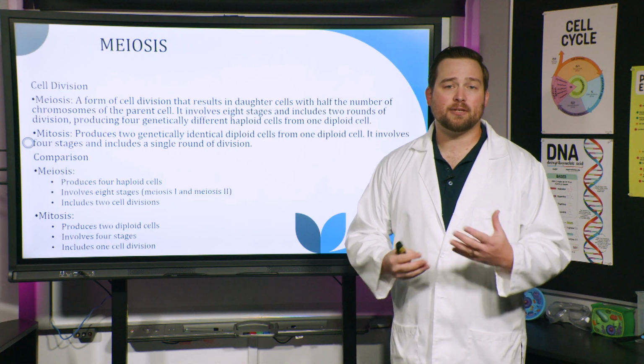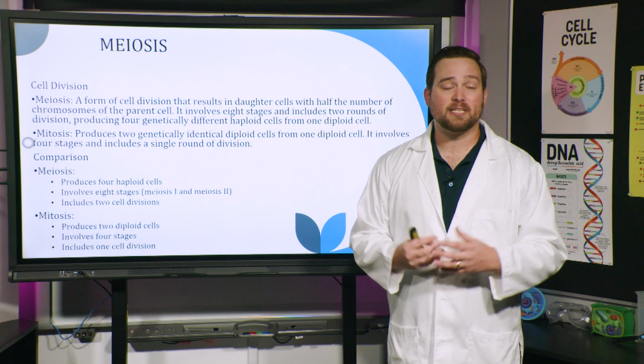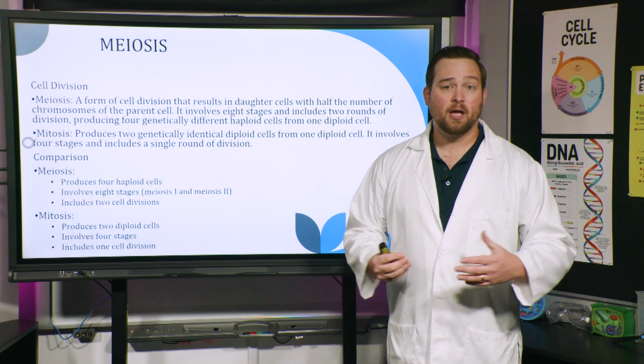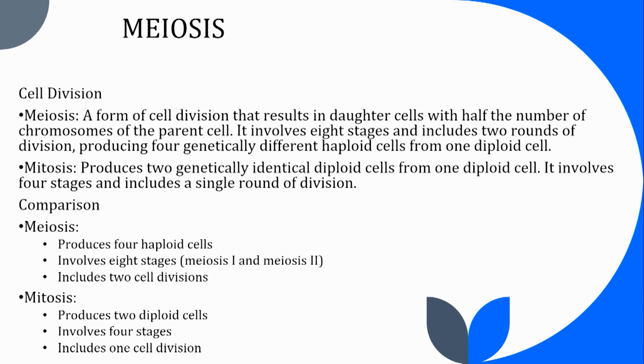Great, so that was just an overview. Let's get into the details of what's really happening here. Okay, so remember, meiosis is just a form of cell division, okay? It's a form of cell division. It's going to result in daughter cells with half the number of chromosomes of the parent cell. And remember, we want that to happen because a sperm is going to have half the correct number of chromosomes, an egg is going to have half the correct chromosomes. When they come together, now we've got a full set.